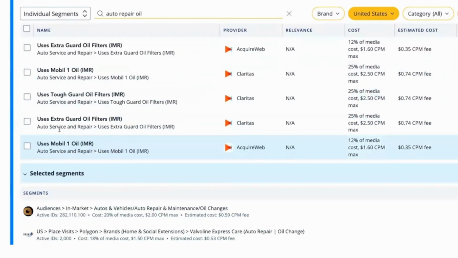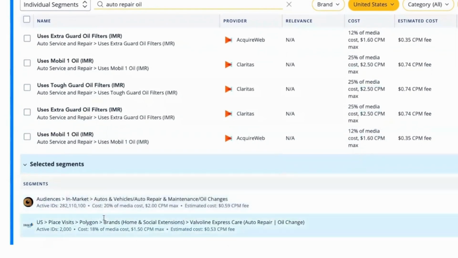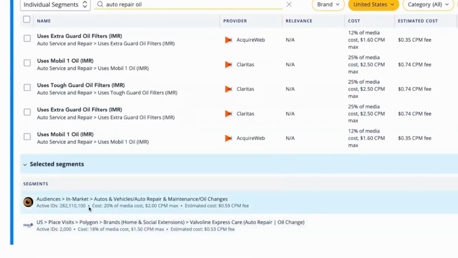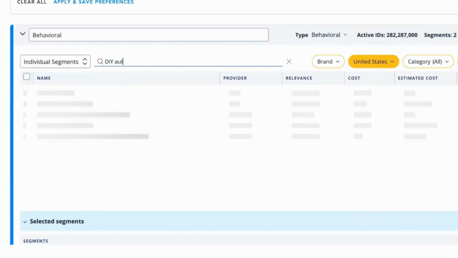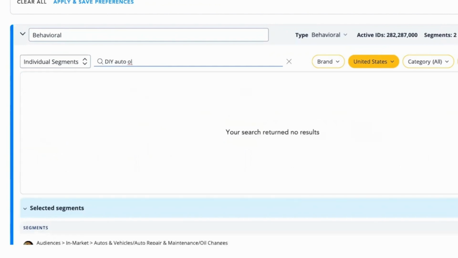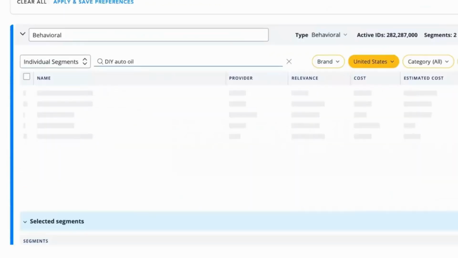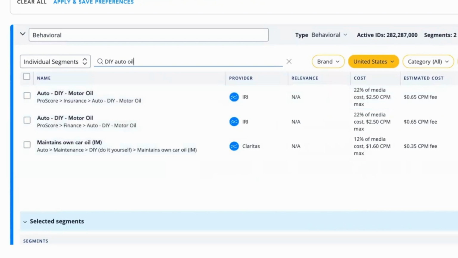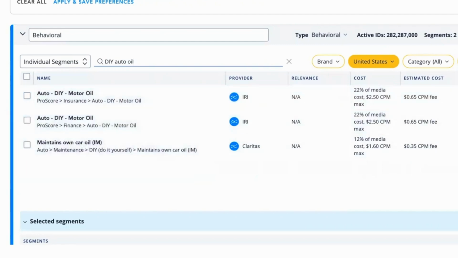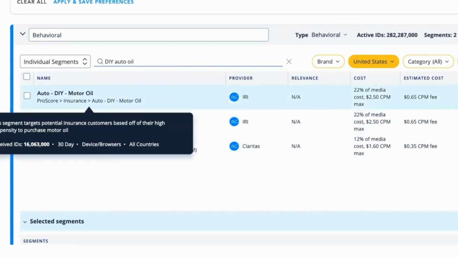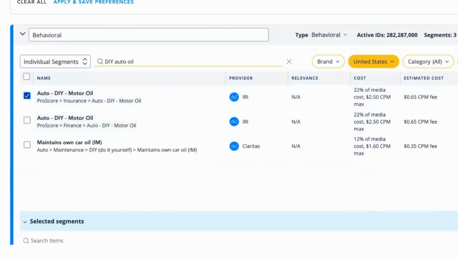So I'm selecting some. I don't need to select everything. I really want to be as specific as possible. I want to test a handful of them. I'm going to try DIY auto oil and see what comes up, because again, I want to target the people that are doing it themselves. So I only have three. It's from IRI. This segment targets potential insurance customers based off their high propensity to purchase motor oil. Okay, so this is insurance based, so you can select it for now, and I'll explain why.